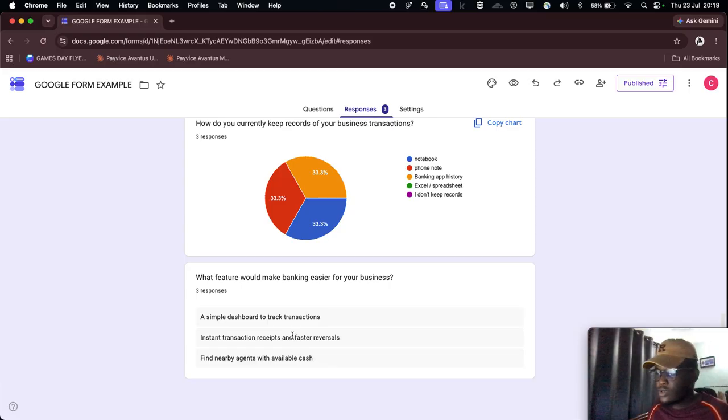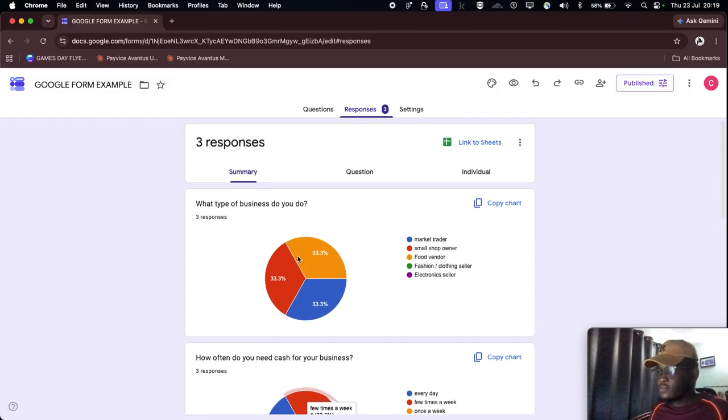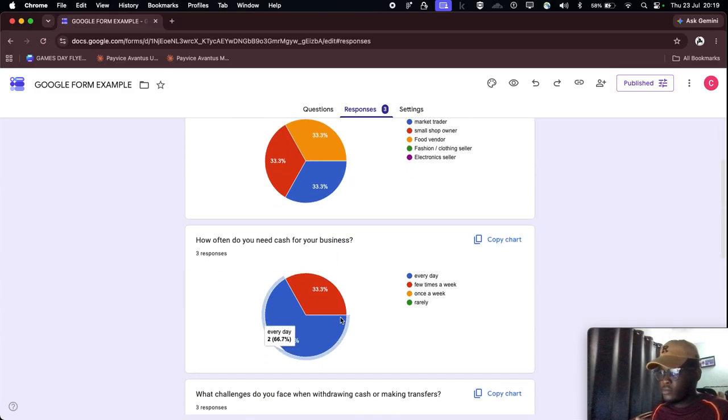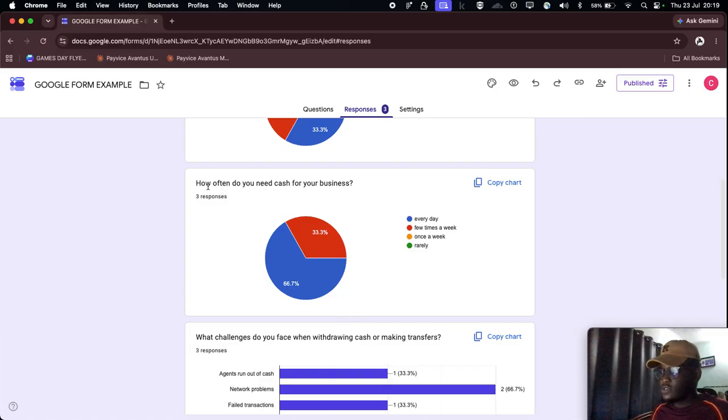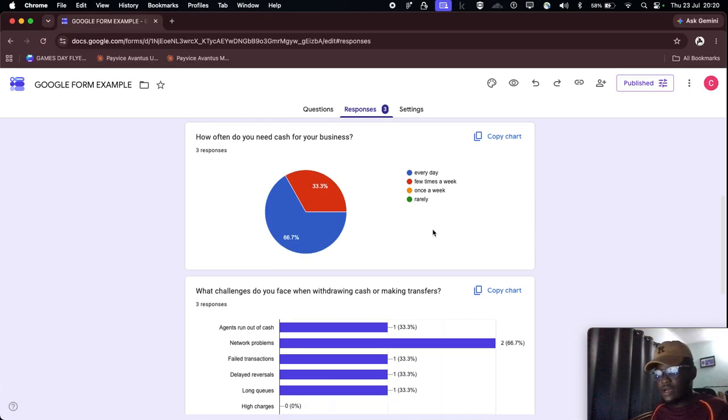Do you understand? So now we can understand from all this, from the first question, we know these people are the kind of users we are targeting, and those are the people that responded to the Google form that we sent. Now the next question, how often do you need cash? We have also been able to get that most of our users need cash every day. So you will note that down again.